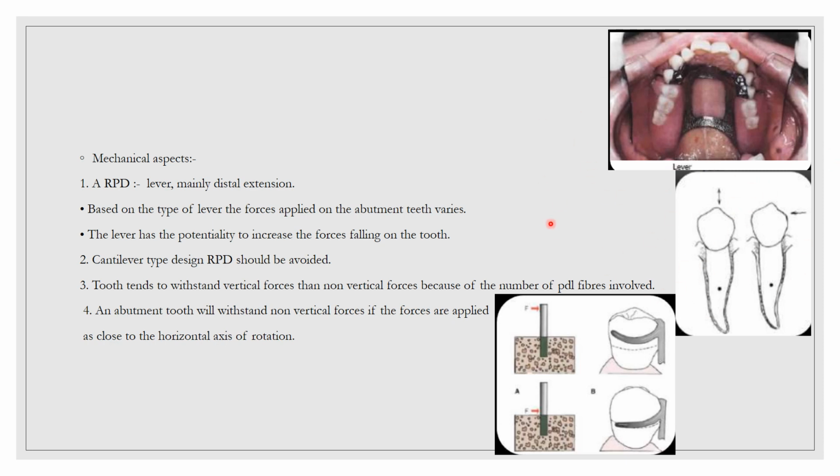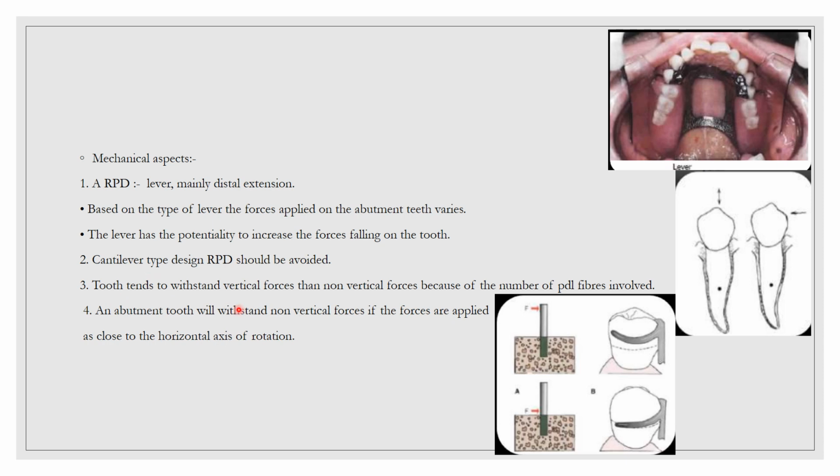Based on the type of lever, the force applied on the abutment teeth can vary. There are forces on the abutment teeth depending on the class, the rest, the retainers applied, and the minor and major connectors. Basically, all the components will make the force vary. The lever has the potential to increase the force falling on the teeth. So the cantilever type of design should ideally be avoided in an RPD. It would create a problem and displacements, and it's not advisable.